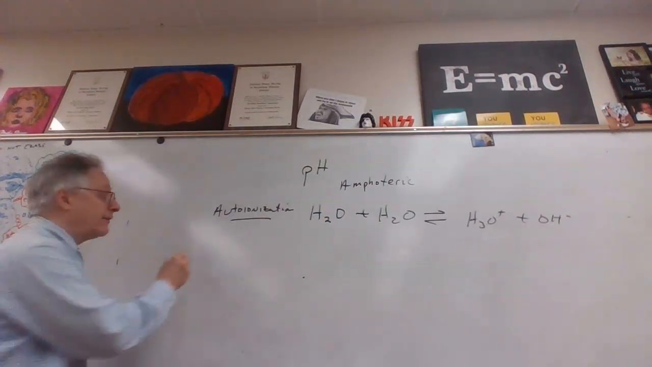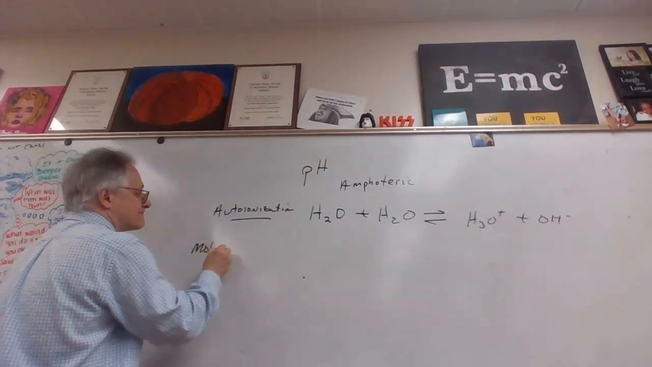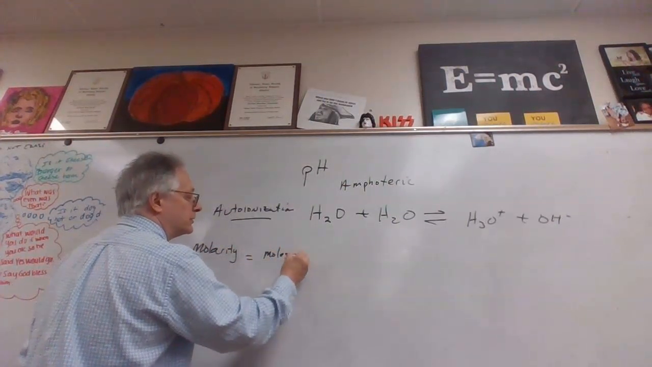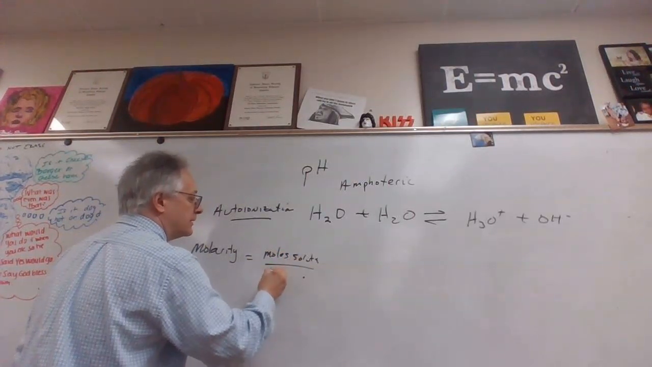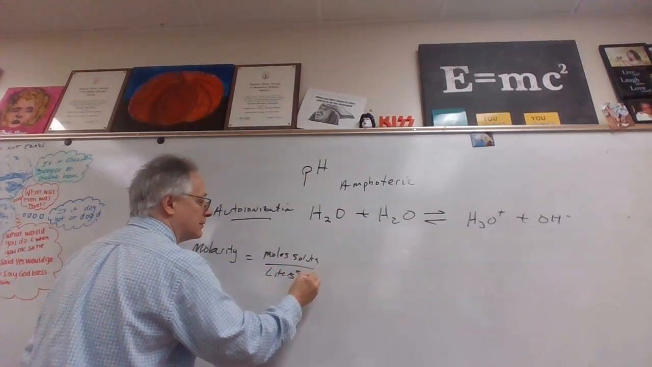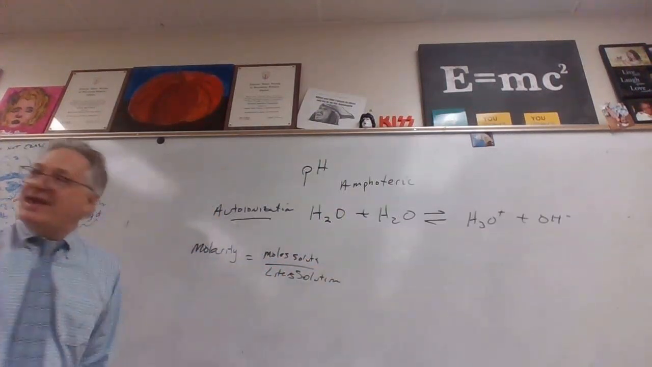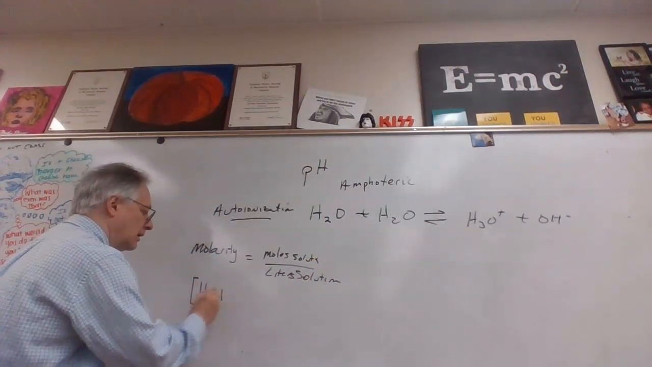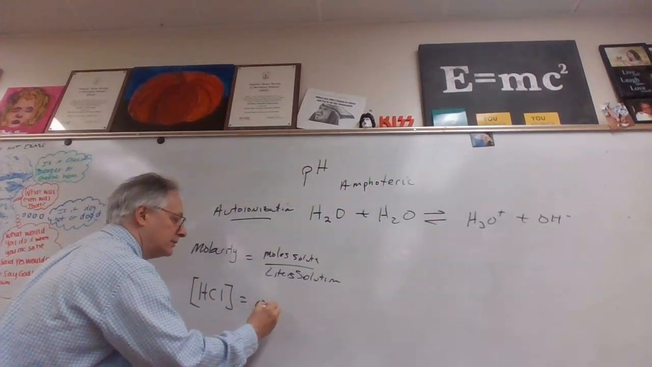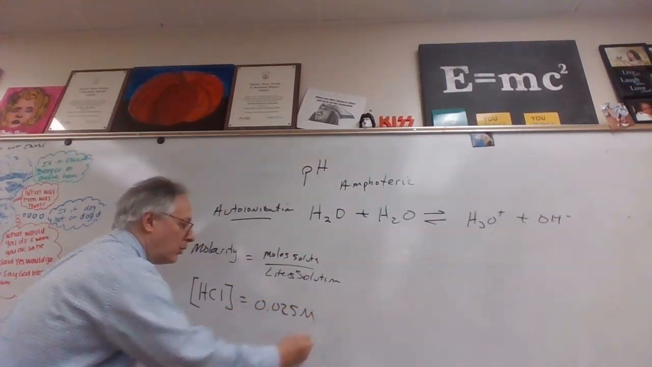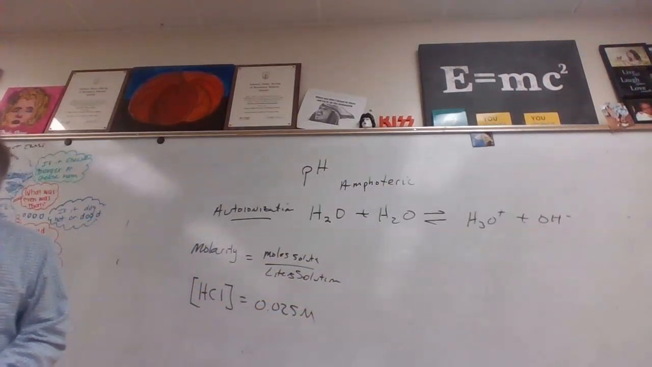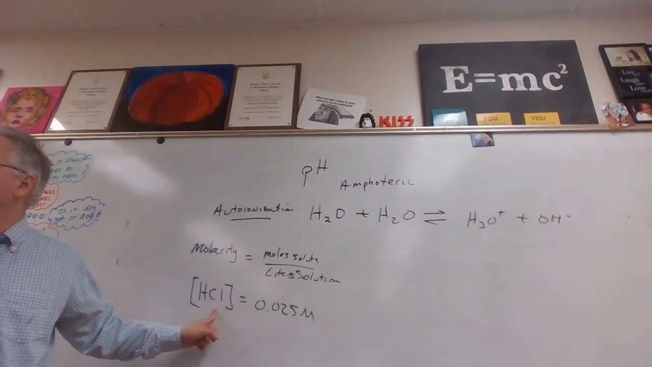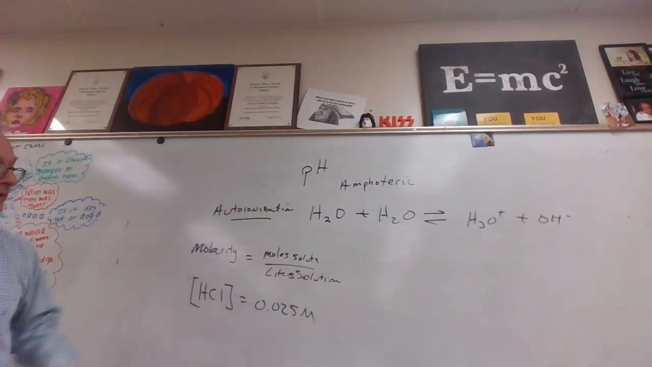We talked about molarity. And molarity was moles of solute over liters of solution. And we gave it a symbol. We said, like, if it said, for example, HCl equals 0.025 molar. That bracket there, all that means is molarity of whatever's inside of it. I don't know if you remember that notation or not. If you don't, there it is again.